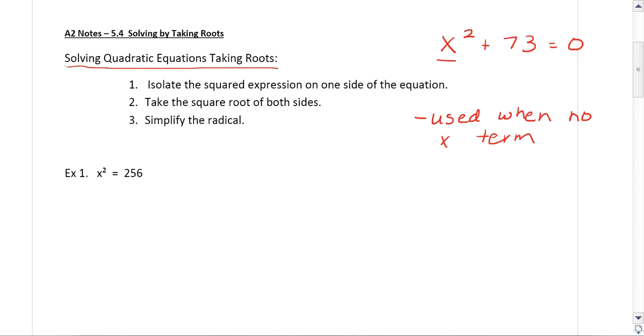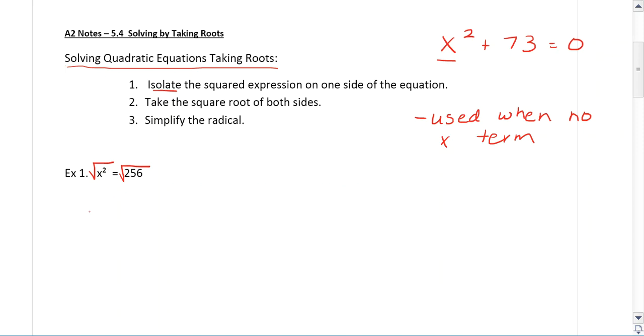Let's look at example 1. Step 1 says to isolate the x squared. This x squared is already isolated. It doesn't have any numbers around it. So we can go ahead and proceed to step 2 of taking the square root of both sides. So I take the square root of x squared and the square root of 256.